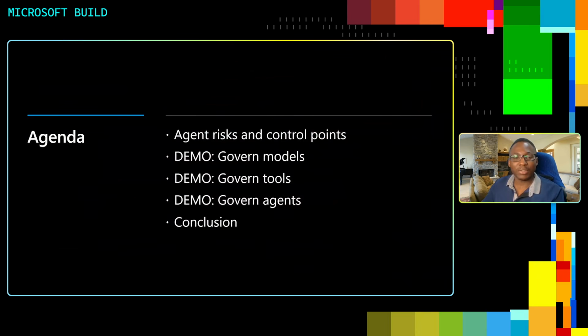So here is the agenda for this talk. We start with a quick introduction of agent risks and control points in Azure. We then spend most of our time in the Azure portal, walking through the governance of models, tools, and agents.